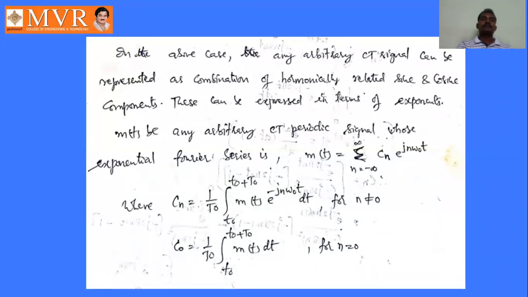So an arbitrary signal m(t) can be represented as the sum from n equals minus infinity to infinity of Cn e^(jnω₀t), where Cn is expressed like this: 1/T₀ times the integral from t₀ to t₀ plus T₀ of m(t) e^(-jnω₀t) dt, and C₀ also. Okay, so by simply calculating the Fourier coefficients C₀ and Cn here, we will take the magnitude spectrum, the magnitude function |Cn|, and θn is the phase function. So finally, we'll draw the magnitude and phase spectrums.